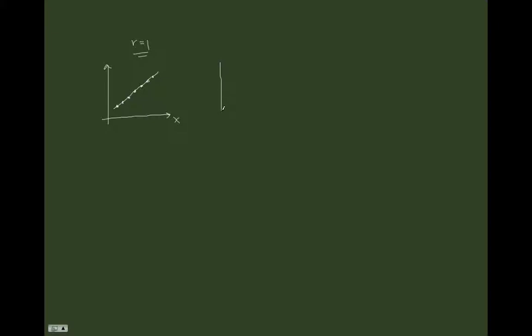On the other hand, if R is exactly equal to -1, put a Y here too, then the slope of the line will be negative. So this is when R is equal to -1. And again, every single point will be on the line.